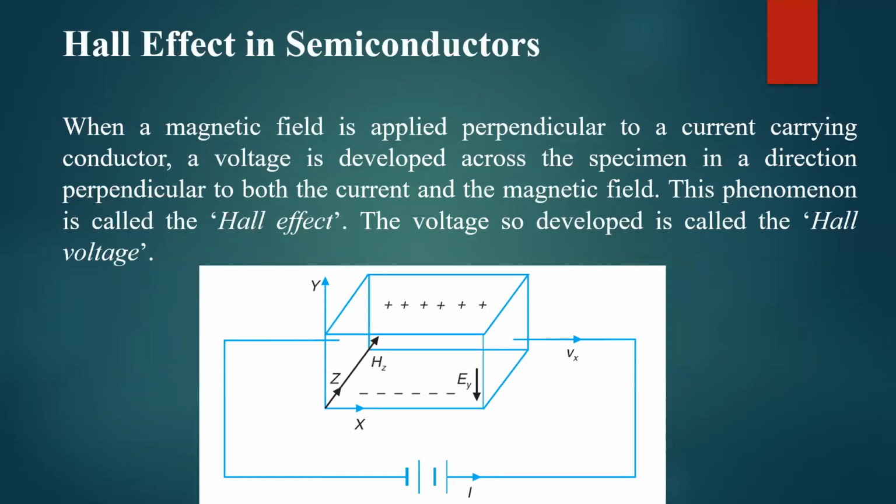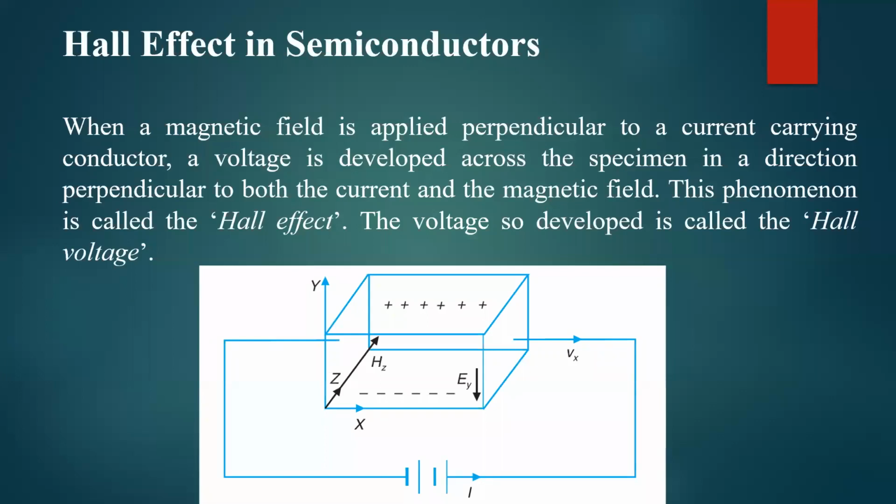Simply you can remember the Hall effect. If a magnetic field is applied perpendicular to the current carrying conductor or semiconductor, a voltage will be developed across the specimen, across the conductor, in a direction perpendicular to both current and magnetic field. So this phenomenon is the Hall effect.